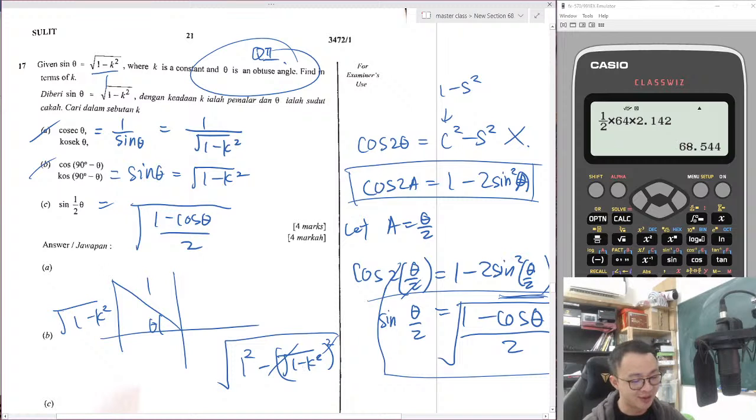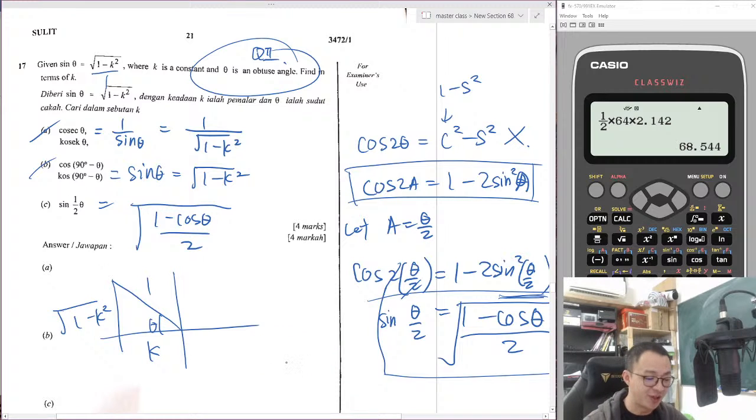1 minus 1 is 0, and then k square root I get k. So this one is k. But then not yet finished. Imagine this is x-axis, this is y-axis. K actually is before the y-axis, isn't it? So it must be a negative value. So therefore, my cos theta here should be A over hypotenuse, right? You just go back to SOHCAHTOA, so it's negative k.